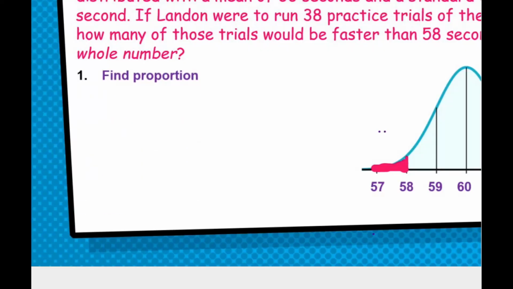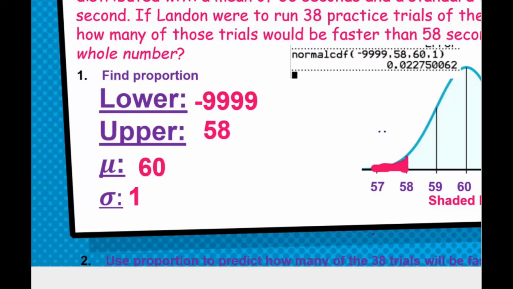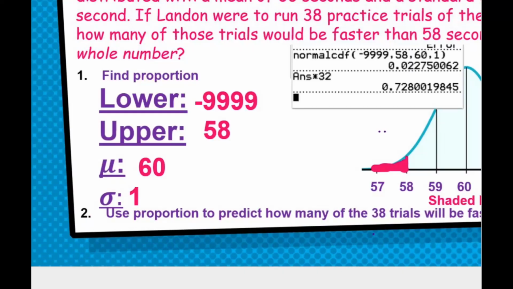And so I'm going to do my lower, upper, standard deviation, and so on, just like we've already been doing. And when I do that, I get this in my calculator. So this is the proportion or probability, however you want to think about it, that he would run faster than 58 seconds. So now let's suppose that he were to time 38 tries. So he's going to run the 400-meter dash 38 times. How many of those times would we expect to be faster than this? Well, this is our proportion right here.